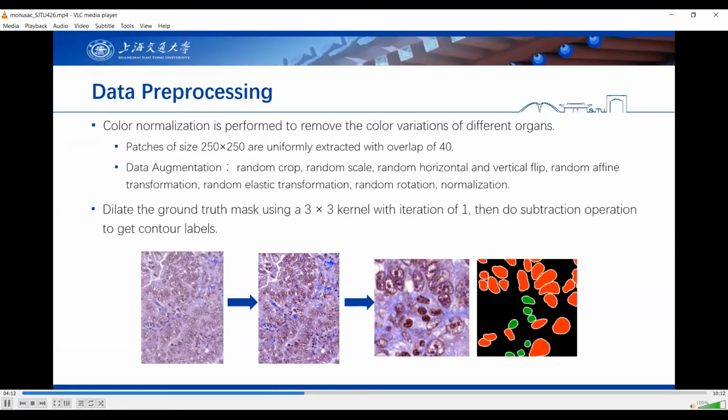To separate touching nuclei, one channel is used to predict the contours of nuclei. Therefore, we dilate the ground truth mask using a 3x3 kernel with iteration of 1, then do subtraction operation to get contour labels. As shown in the picture, nuclear contours are in white.